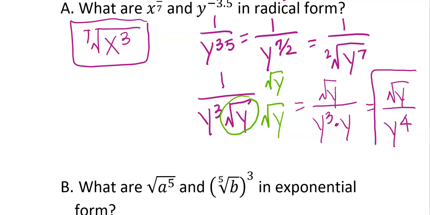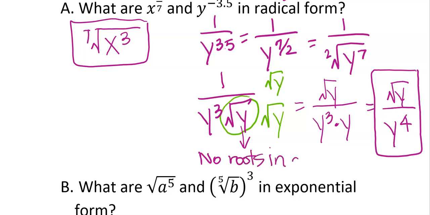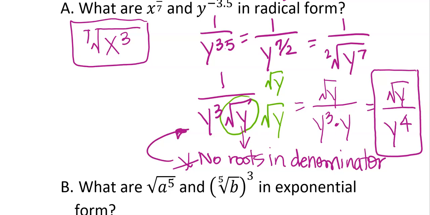Why do we have to multiply by y? Because you can't have square roots in the denominator. And since you multiply the top, you have to multiply the bottom. Yep. No roots in the denominator. So you have to rationalize it, whatever that happens to be.